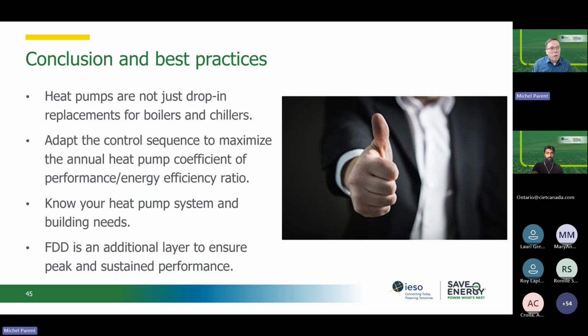And last layer, if you want to get some good diagnostics, you can have an FDD as long as you've got sufficient points, and those points are calibrated, at least the ones that you consider critical.